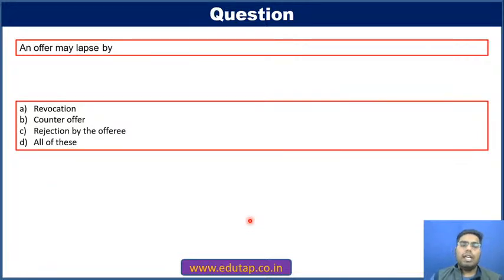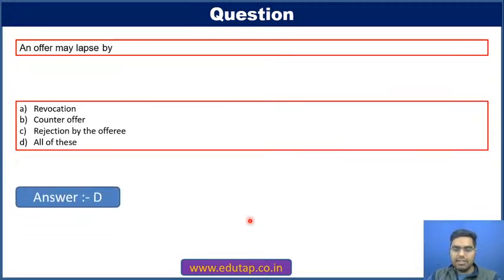So question for you guys: an offer may lapse by dash: revocation, counter offer, rejection by the offeree, or all of these. Anuradha Yadav, I know why you are laughing. You are laughing because my girlfriend got married to another person. All. Okay, so everyone is going for D. The correct answer is D only.